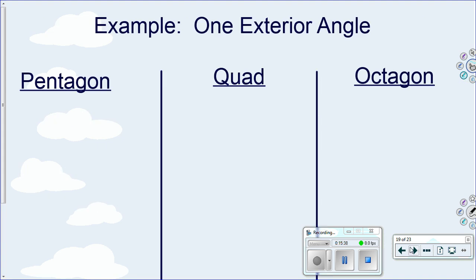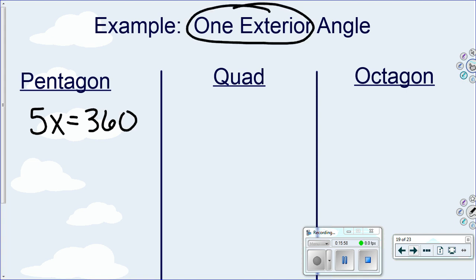In the bottom right-hand box, we're going to do three examples: a pentagon, quadrilateral, and an octagon. For the pentagon, we're going to write our equation. Since the pentagon has 5 angles, 5 times some unknown angle measurement equals a total of 360 degrees for the exterior angles. I need to divide both sides by 5, and I get x is equal to 72 degrees. That means one exterior angle in a pentagon equals 72 degrees.